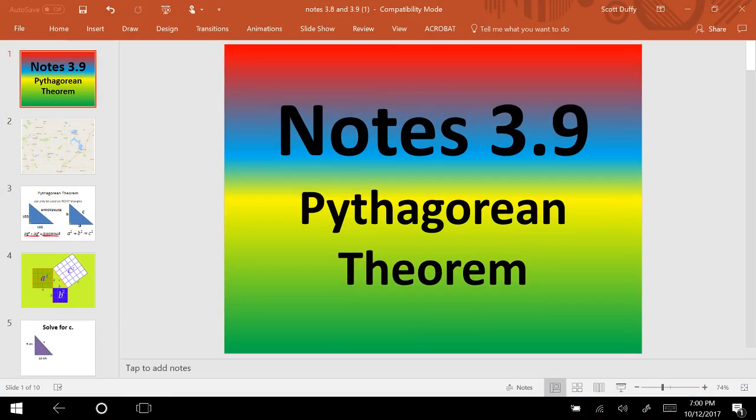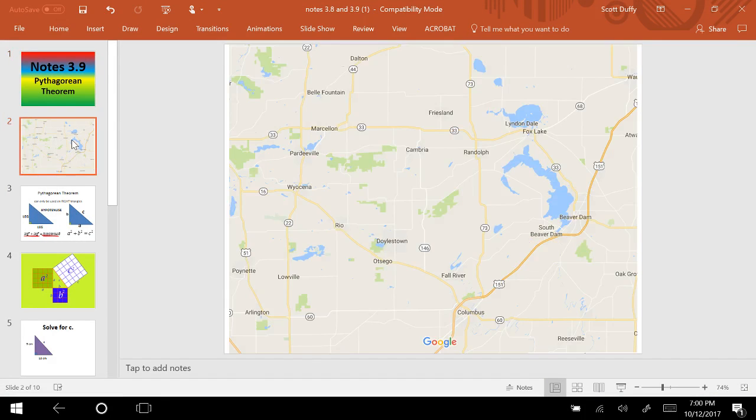Today's lesson is from 3.9 in the book. We're going over Pythagorean's theorem, or the Pythagorean theorem. And what the Pythagorean theorem does is it tells us the length of a diagonal.